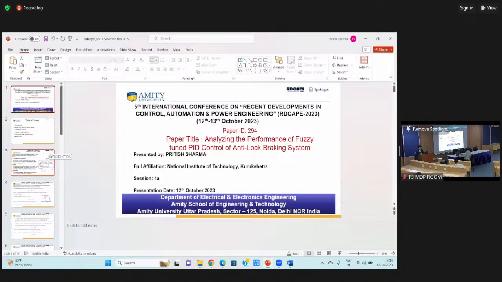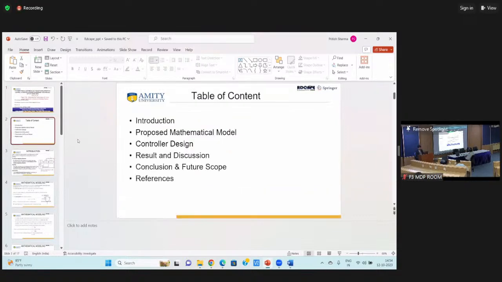First of all, thank you to MIT and Springer for organizing this, and thanks to everyone here. My paper title is analyzing the performance of fuzzy tuned PID control for anti-lock braking systems. In my table of contents, firstly I will introduce the basics of anti-lock braking systems. Then there will be some mathematical models that I have used and some control designs I have done, and some result comparisons which I have implemented.